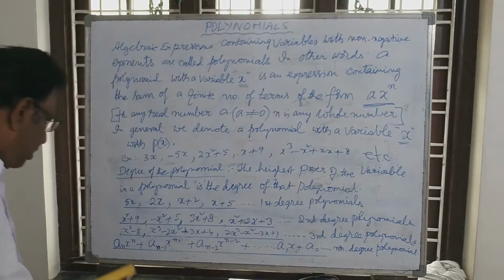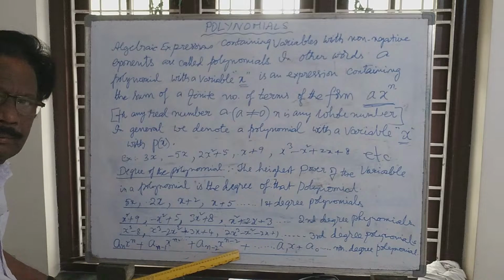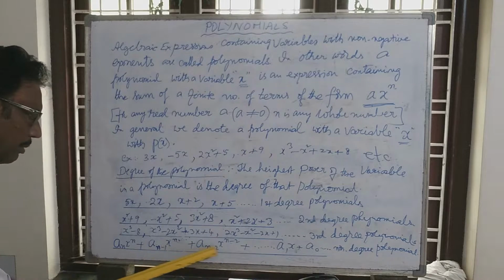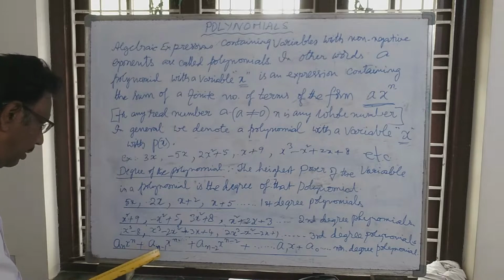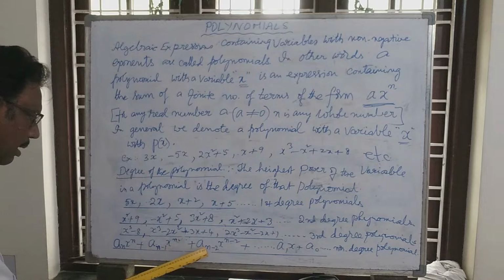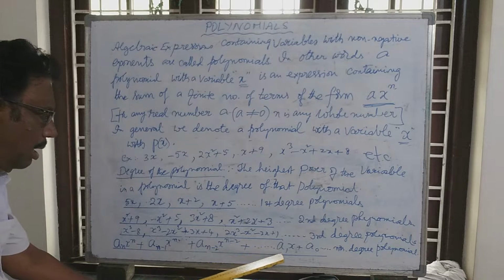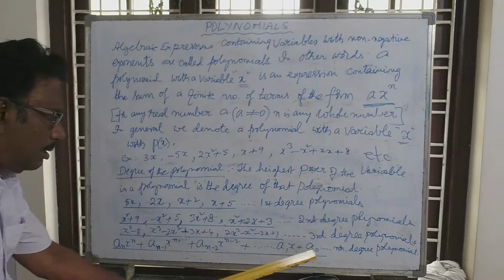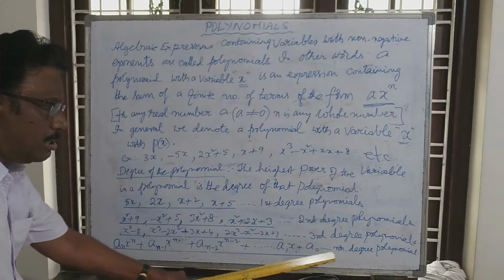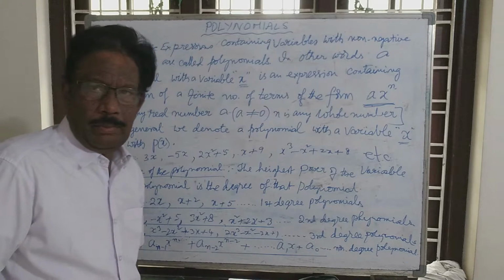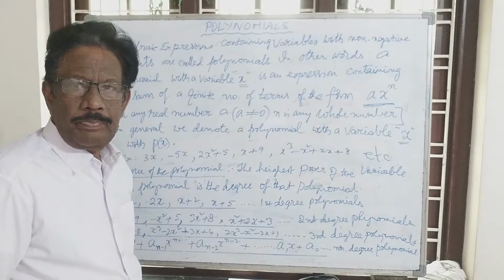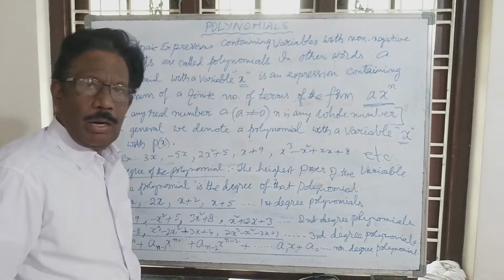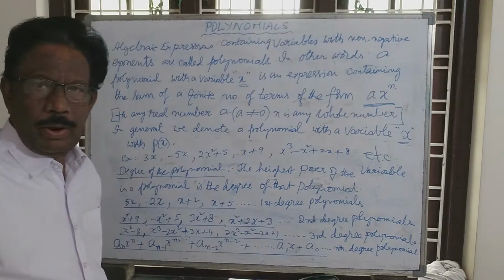In general, this is an nth degree polynomial. The general form of a polynomial is an x to the power of n, plus an minus 1 x to the power of n minus 1, plus an minus 2 x to the power of n minus 2, and so on, plus a1 x, and the last one a0. This is called the nth degree polynomial. This is about the degree of the polynomial. We will continue in the next point.